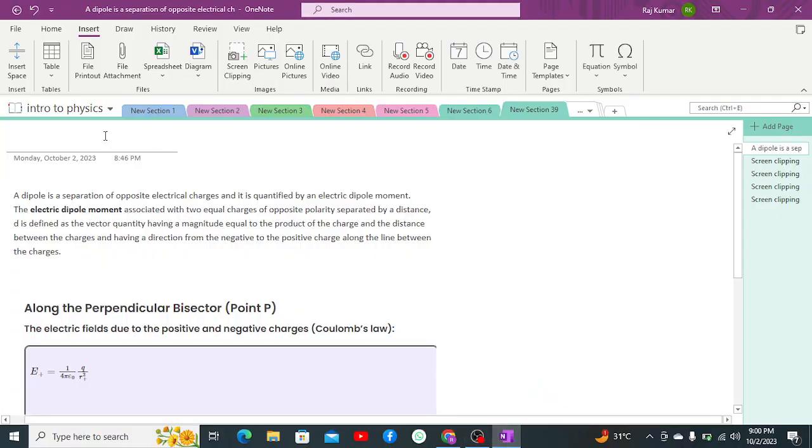Greetings everyone, and today we are going to discuss the electric dipole. First, let us discuss the basic definition of an electric dipole.